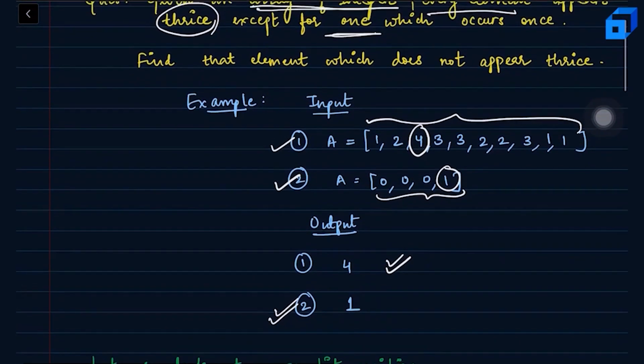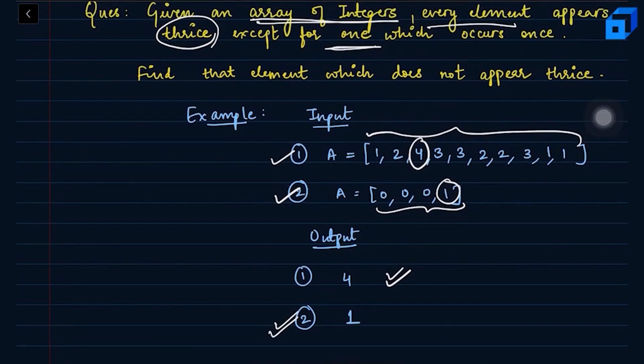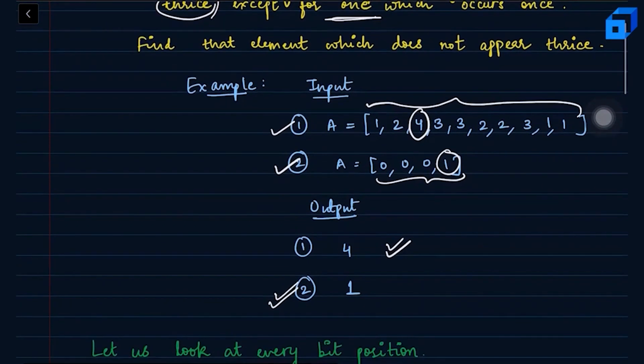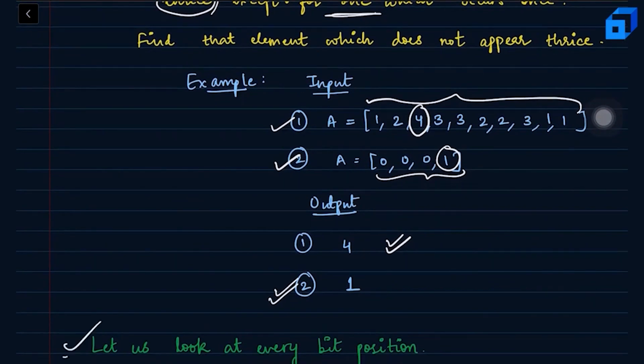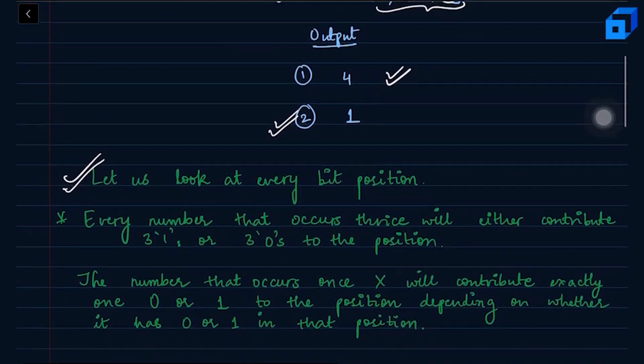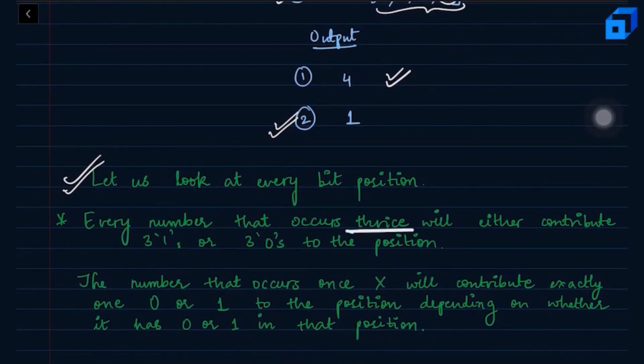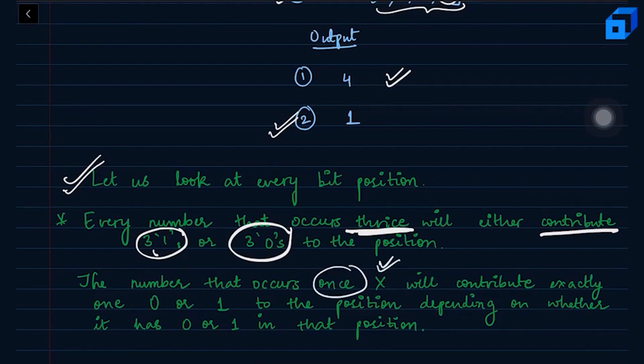Now, let's try to make some observations to see how we will solve this question, right? Here, let us look at every bit position. You will see that every number that appears thrice will contribute either 3 ones or 3 zeros to that particular position, right? Also, the number that appears once, let's say that number is x, will contribute exactly one 0 or one 1 to that particular position, depending on whether it has 0 or 1 in that position, right?